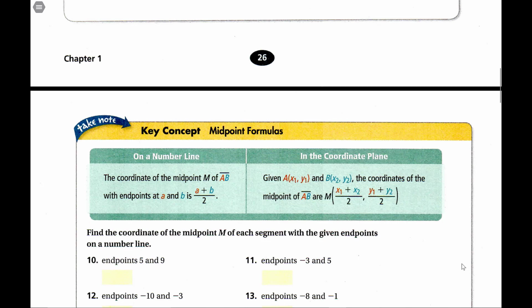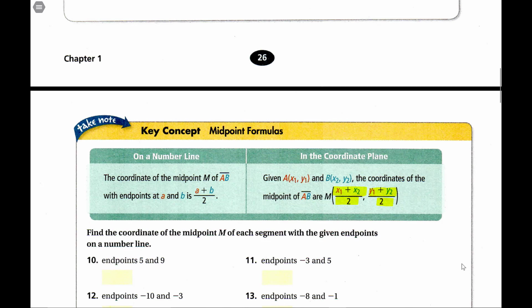The midpoint formula is simply the sum of the x coordinates, we see that right here, divided by 2. That gives you the x coordinate of the midpoint. And then you add up the sum of the y coordinates and divide that by 2, and that gives you the y coordinate for that particular midpoint.